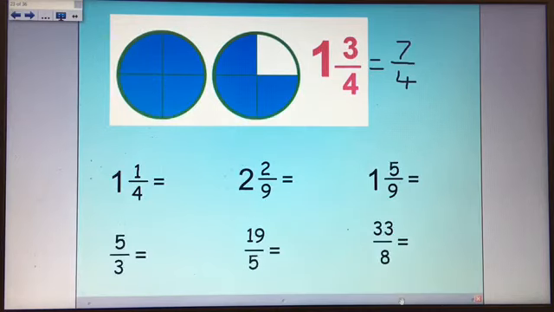So we've got some improper fractions here now. So if you want to pause and have a go at turning these into the other one, then go for it. If not, I'm going to go for it now.